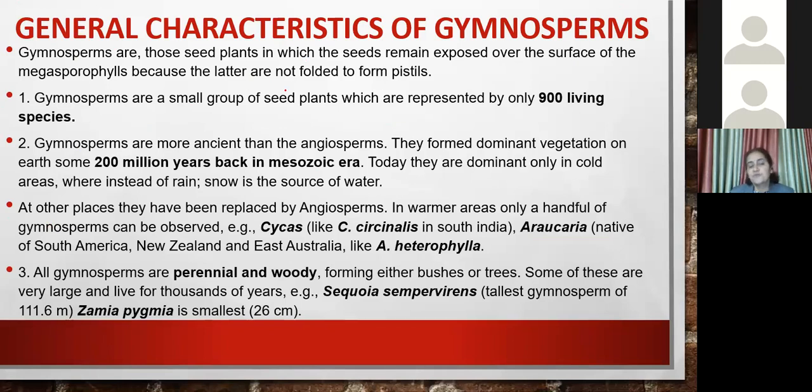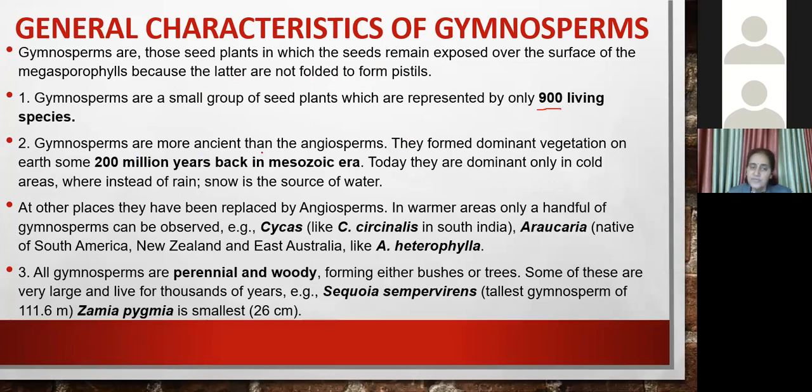So gymnosperms are those seed plants in which the seeds remain exposed over the surface of megasporophores, because the latter are not folded to form the pistil. Megasporophores फोल्ड होकर pistil यानी covered structure नहीं बनाती. तो they are open type of ovules or seed ovules which develop into naked seeds or seeds without cover. Gymnosperms are the small group of seed plants which are represented by 900 living species.